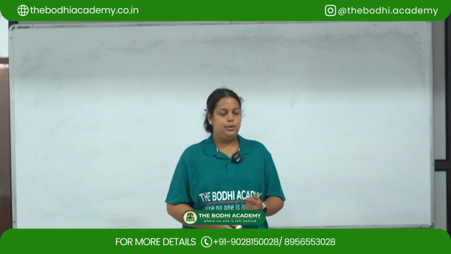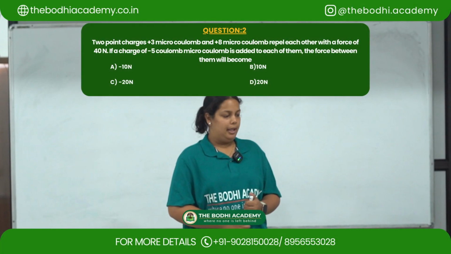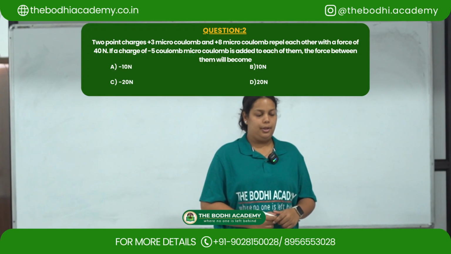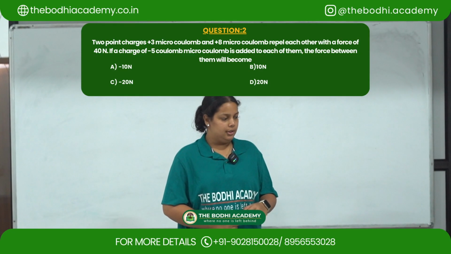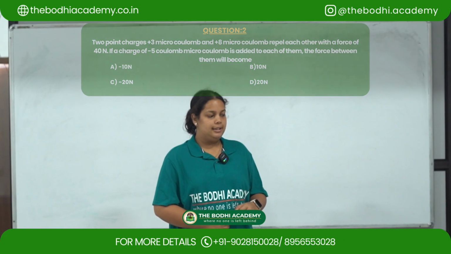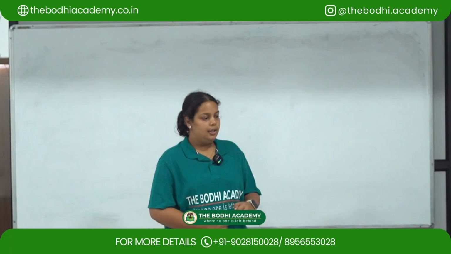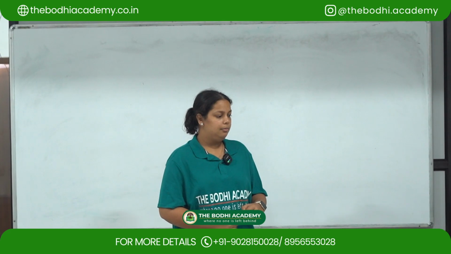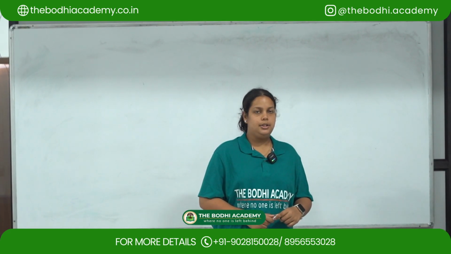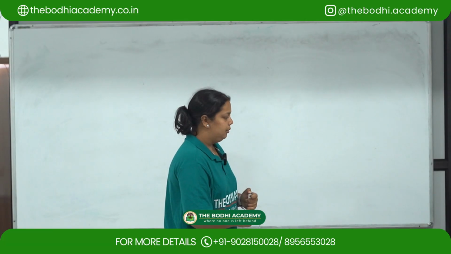So let's move on to the next question. Two point charges plus 3 microcoulomb and plus 8 microcoulomb repel each other with a force of 40 Newton. If a charge of minus 5 microcoulomb is added to each of them, the force between them will become, first option, minus 10 Newton, plus 10 Newton, minus 20 Newton or plus 20 Newton. So here also we will apply Coulomb's law only.